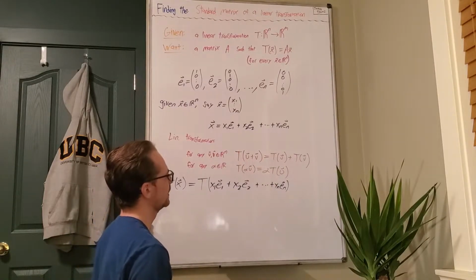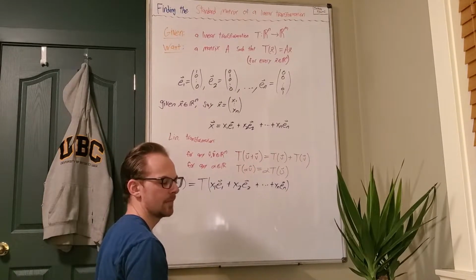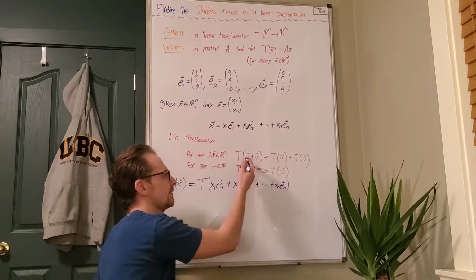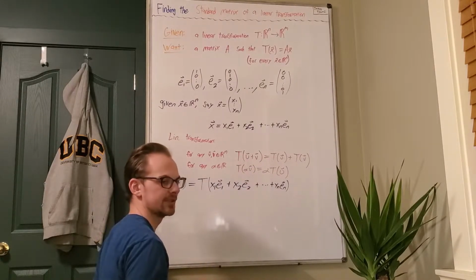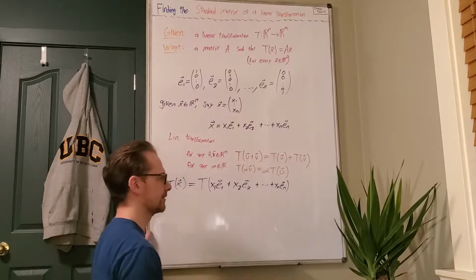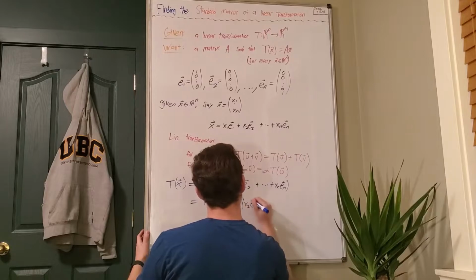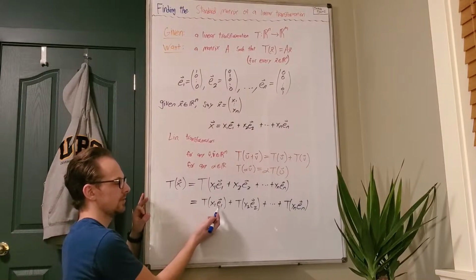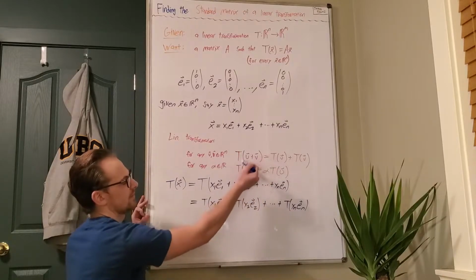Second thing, we're going to go ahead and use this property here that linear transformations distribute over vector addition. In particular, this implies that if you have a third vector, say w, then you have T of u plus v plus w is equal to T of u plus T of v plus T of w, and so on and so forth. It extends to sums of any amount of vectors. You can prove that with induction, but don't worry about that. We'll just go ahead and use that. So what we can do is write this is equal to T of x1 e1 plus T of x2 e2 plus all the way up to T of xn en, right? Just using this first property here.